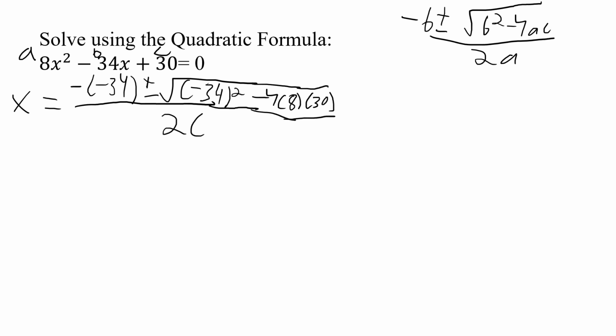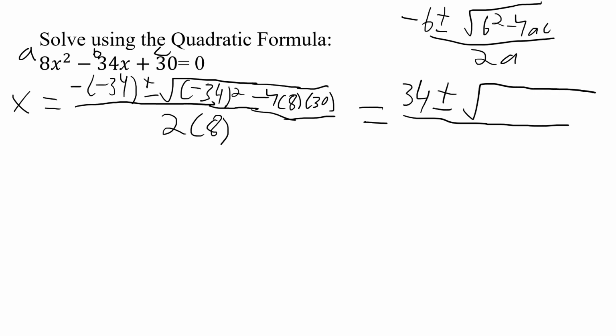All right, let's get to simplifying. Well, the first thing I can do is a negative 1 times a negative 34. That's just going to give me a positive 34. So we're going to change this. The negative is going to cancel out, and it's going to become positive 34.